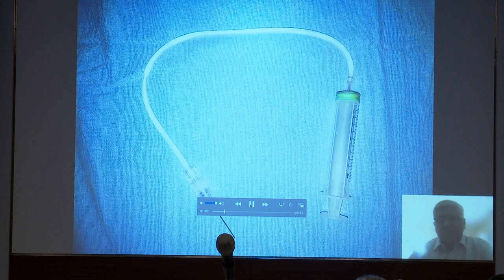Here we see the equipment which is used to perform the fine needle aspiration biopsy. Usually a 24-gauge or a 26-gauge needle is used, and this is connected to a small piece of silicon tubing, and on the other end we have a 5cc or a 10cc syringe connected to it.